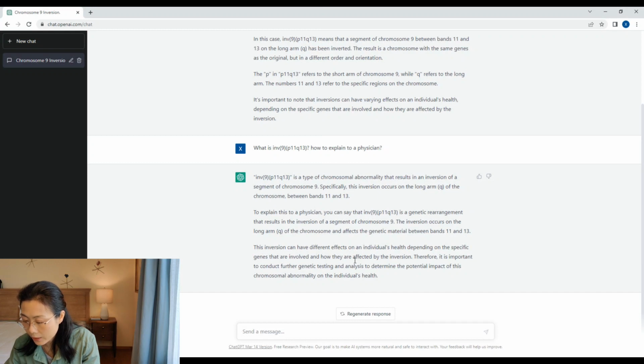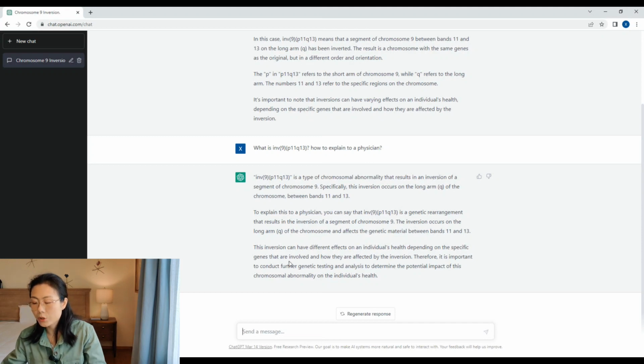that this inversion can have different effects on an individual's health depending on the specific genes that are involved and how they are affected by the inversion. Therefore, it is important to conduct further genetic testing and analysis to determine the potential impact of this chromosomal abnormality on the individual's health.